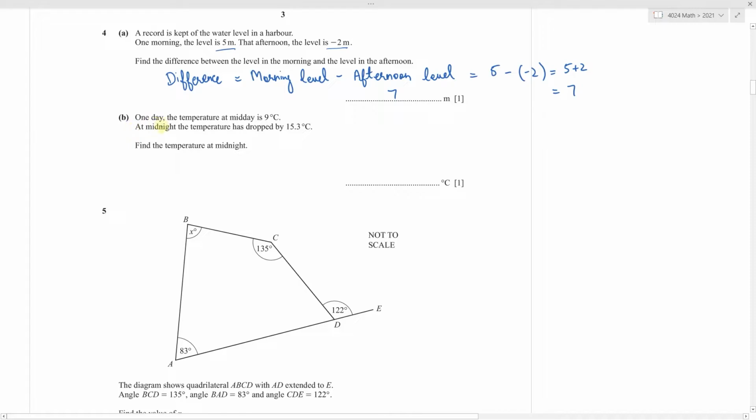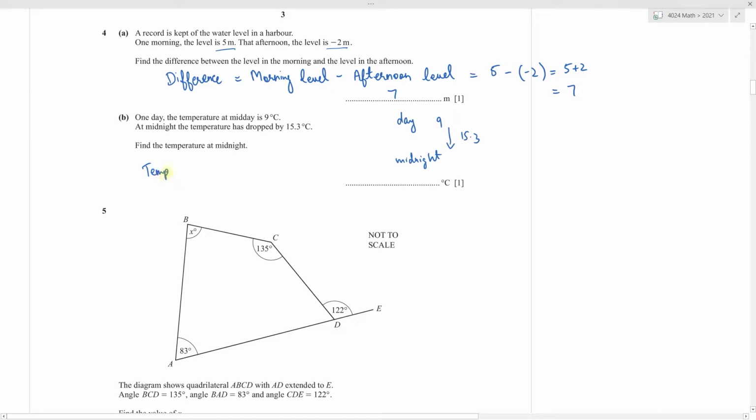Part B: One day the temperature at midday is 9 degrees Celsius. At midnight, the temperature has dropped by 15.3 degrees Celsius. Find the temperature at midnight. So your day temperature is 9 degrees, and then that drops by 15.3 at midnight. So this is your temperature at midnight here. So this is 15.3 less than 9.